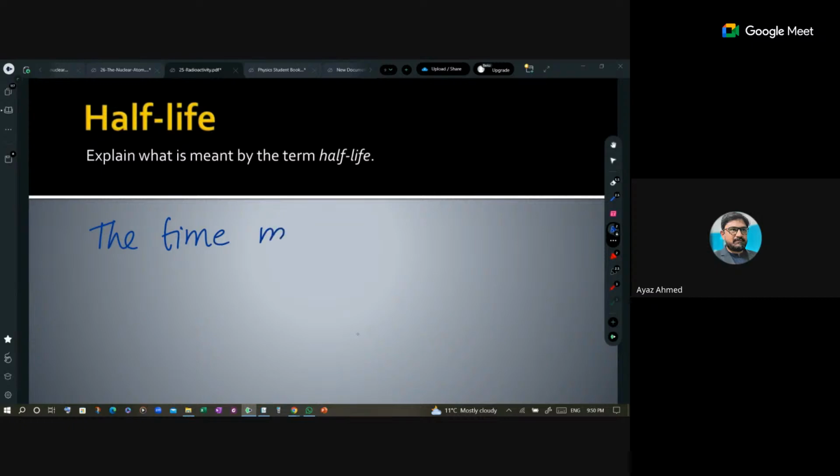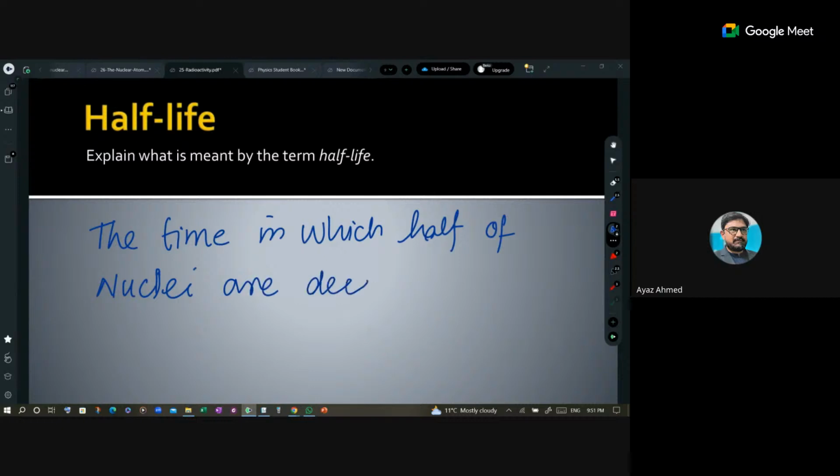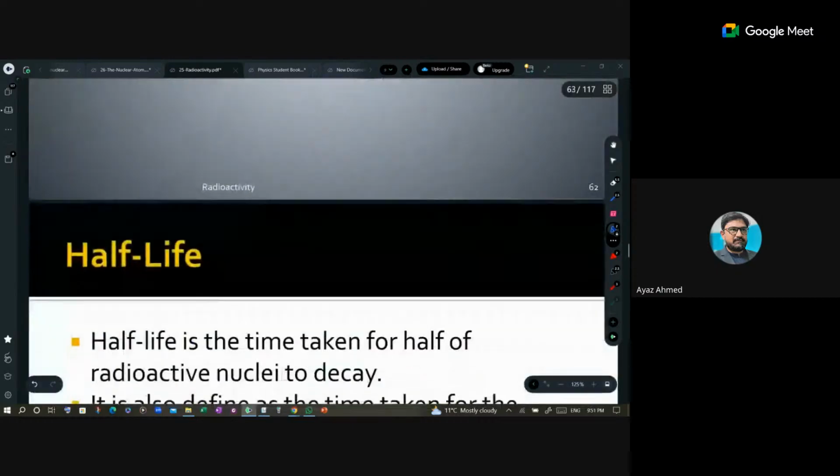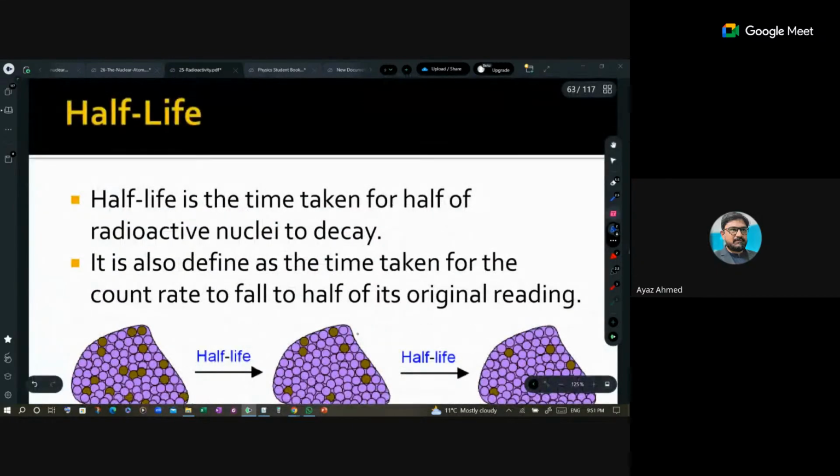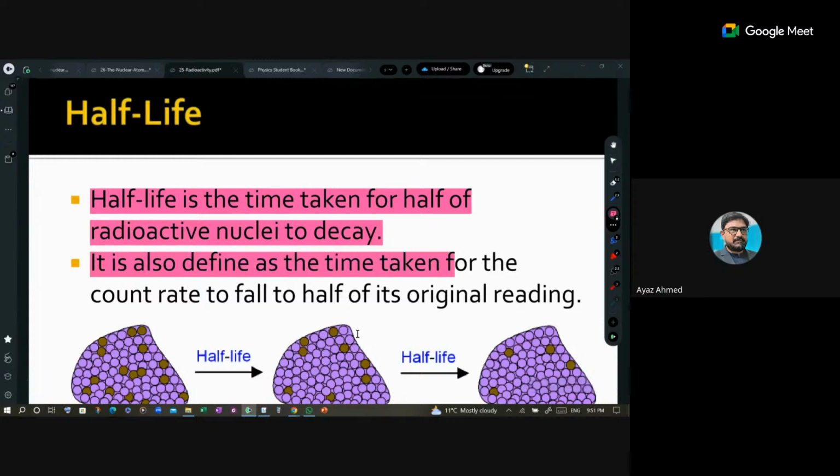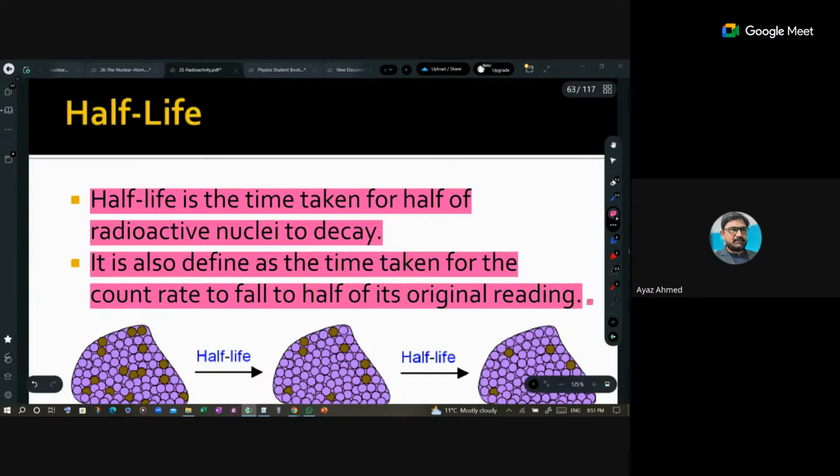The time in which half of the nuclei are decayed. You can write it this way. Or in other words, the time in which half of the nuclei are left behind. Oh, sorry, it is already written, so why am I going to waste time? The time taken for the radioactive nuclei to decay to half, or it is also defined as the time taken for the count rate to fall to half of its original number.